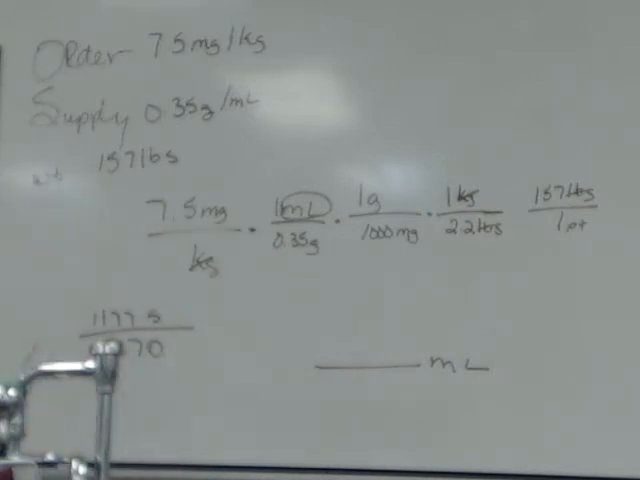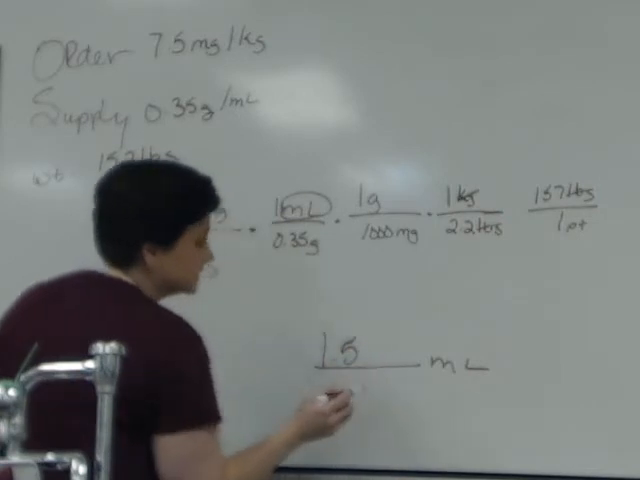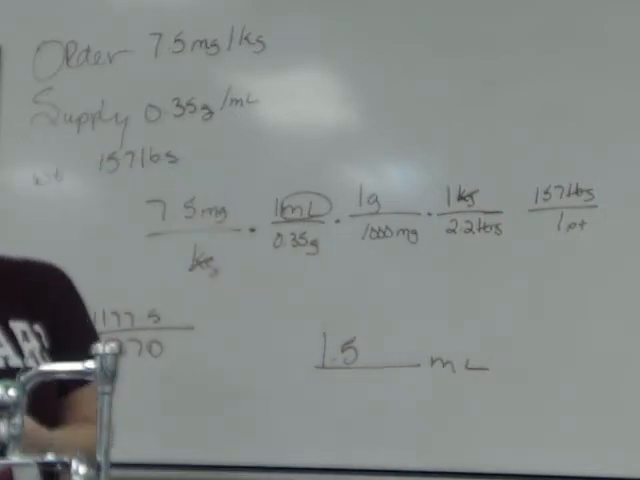Okay, so now we're going to divide 1177.5 divided by 770 equals 1.529 milliliters. 1.529 or 1.53, so we're going to say 1.5 milliliters. Okay, that was number 9.